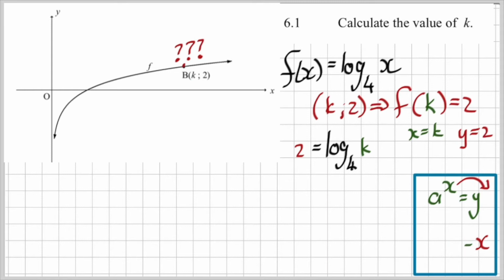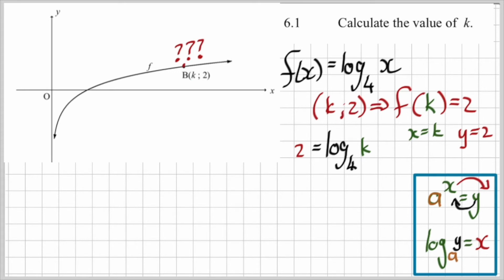If I've got a to the x equal to y, and I want to get x alone, I'm going to take the x to the other side, and I am going to say, well, that's x equal to log. Your a is the base, so it remains the base, but the y value goes into the log. I like to call that the circle method because it kind of forms the circle.